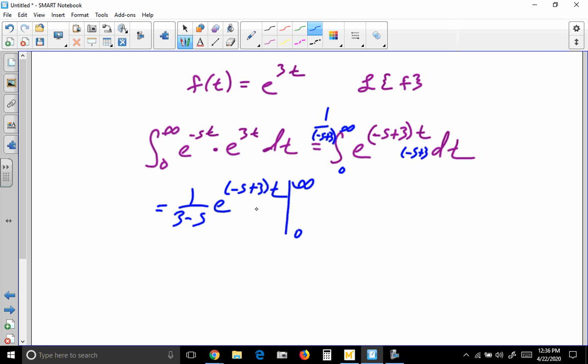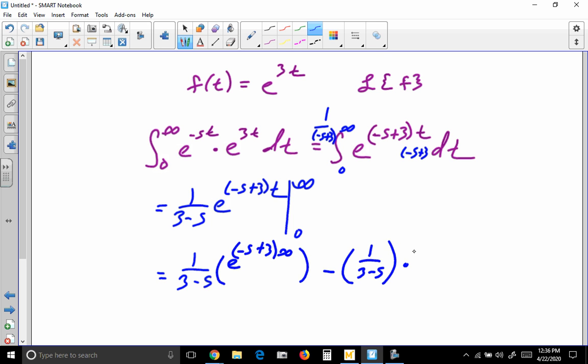So if we substitute in our infinity, we have 1 over 3 minus s. We're putting infinity in for t. So that's e to the negative s plus 3 times infinity. And then minus 1 over 3 minus s. And we're putting a 0 in. So if we put a 0 in, we have e to the 0.